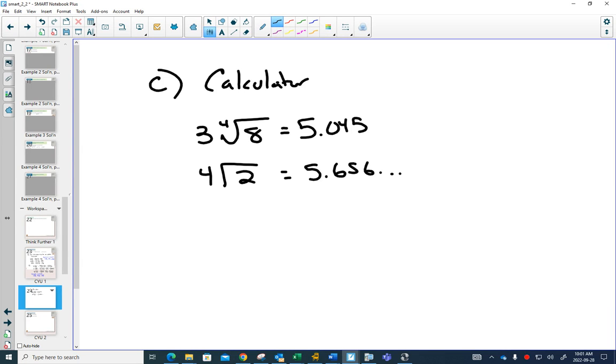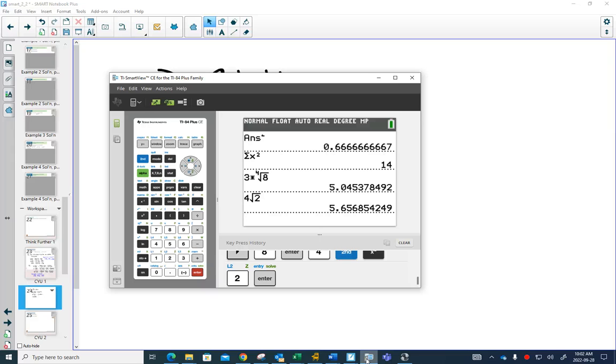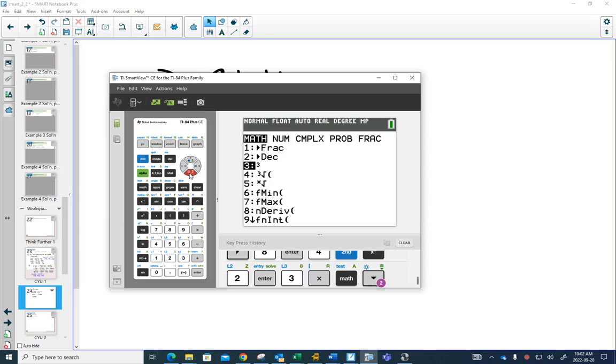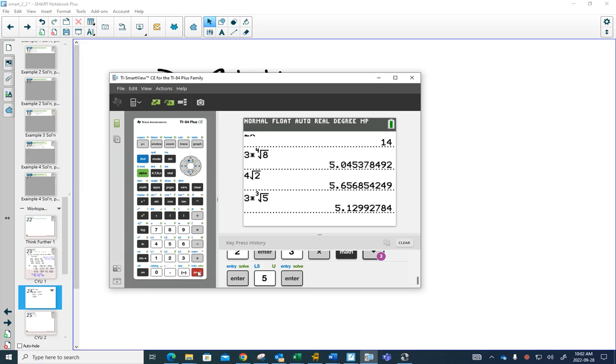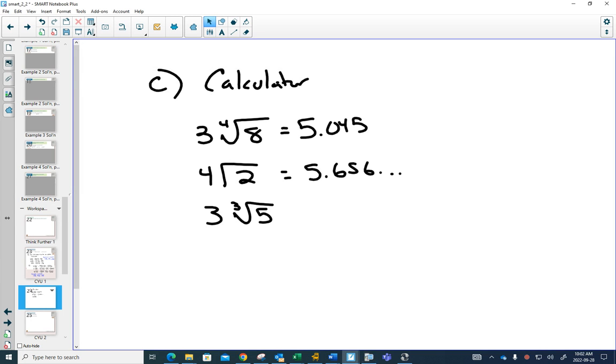And finally, I have 3 times the cube root of 5. Again, I can go to my math button. I can either use number 4 with an x, or I can choose the one that has the cube root already. 3 times the cube root of 5 is 5.1299.